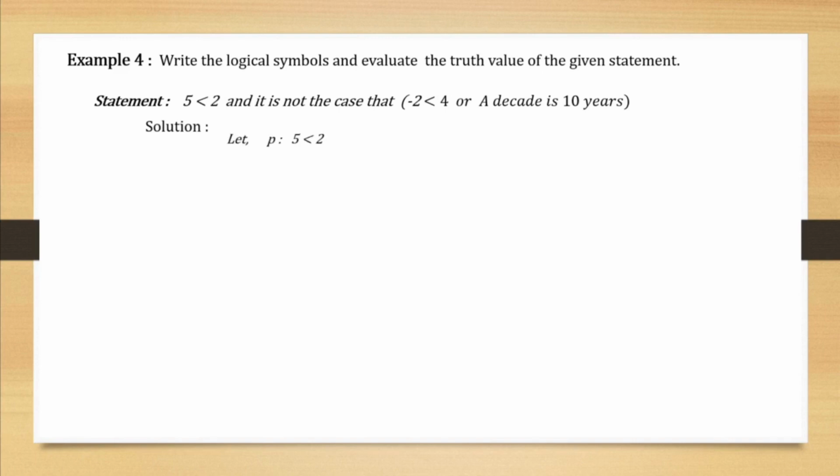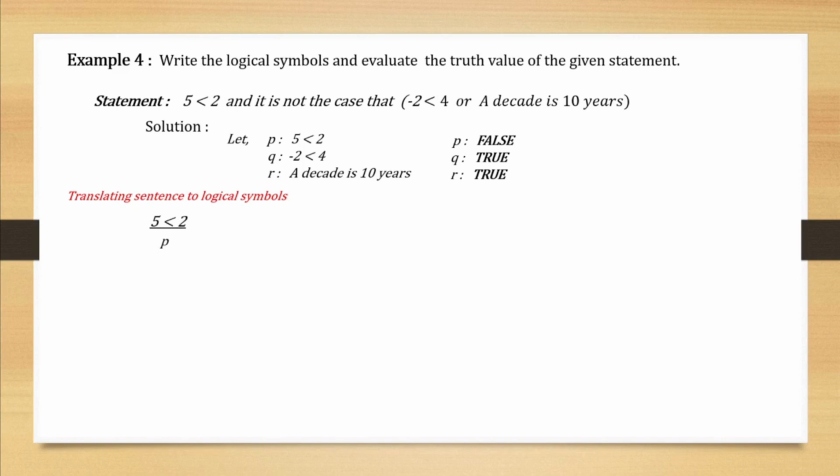Okay, the solution will be, we have to let P be our proposition, 5 is less than 2, which is a false statement, and let proposition Q be defined by the statement negative 2 is less than 4, which is a true statement, and the last proposition is R, defined by the statement a decade is 10 years, which is a true statement.